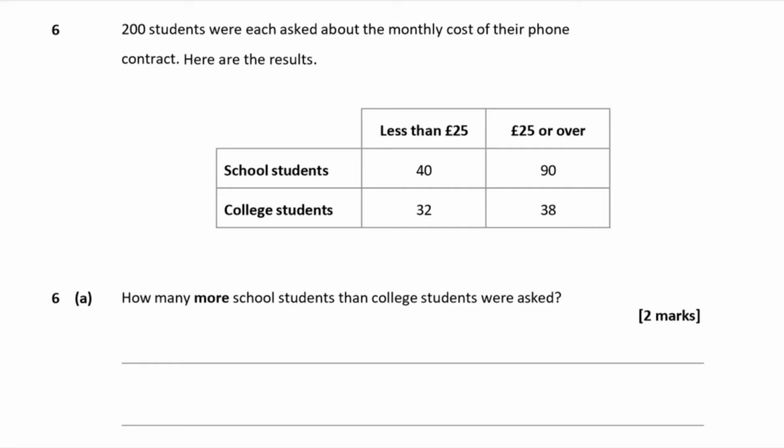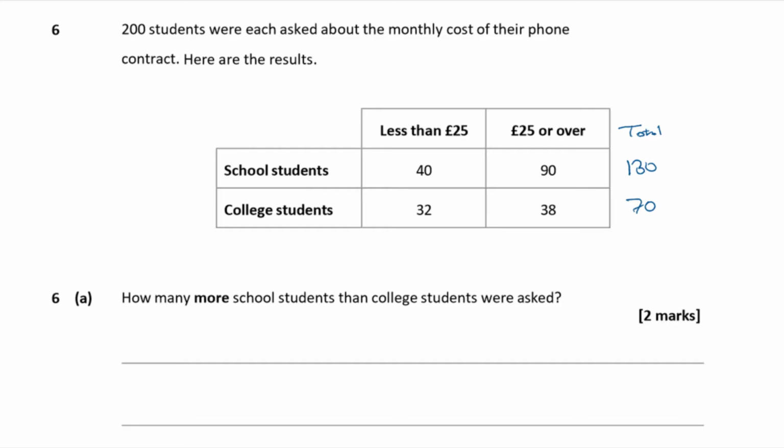Part A says, how many more school students than college students were asked? Well, we need to have a total number of students to work that out. So we're going to add another column on the end of here called total. And then 40 plus 90, that gives me 130 students from school. And 32 plus 38, that comes to 70. And that's the number of college students.